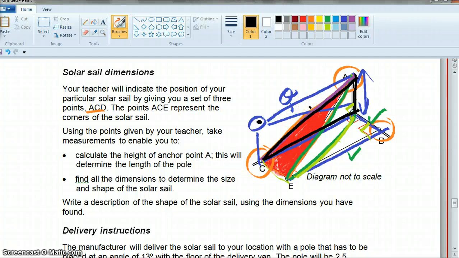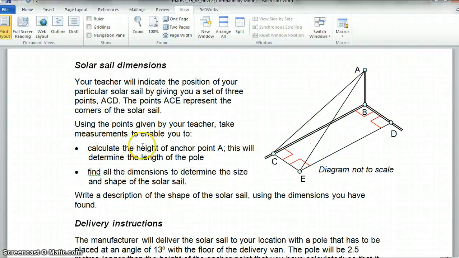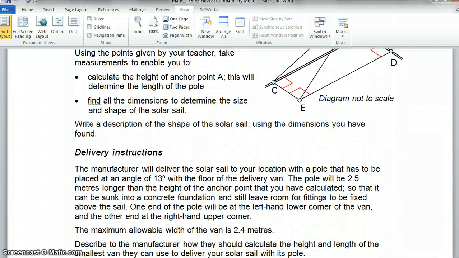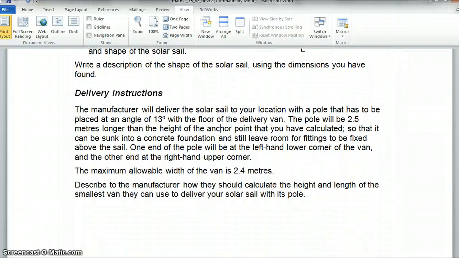Alrighty. So going back to reading our question, we need to find the height of A. This will be determining the length of the pole. Find all the dimensions to determine the size and shape of the solar sail. Write a description of the shape of the solar sail using dimensions you have found. So that's going to be a long way towards achieve, but we've got delivery instructions.